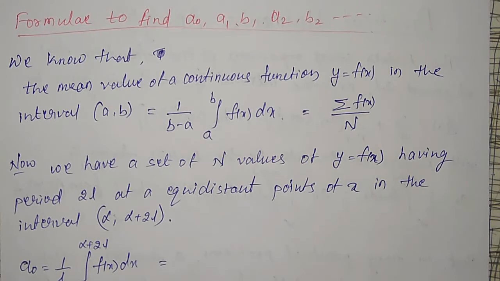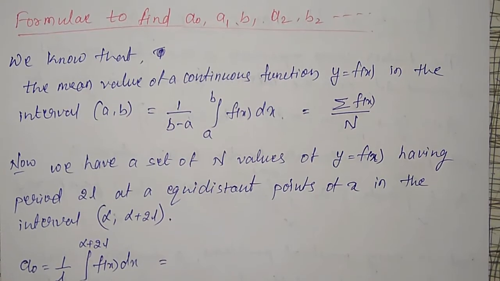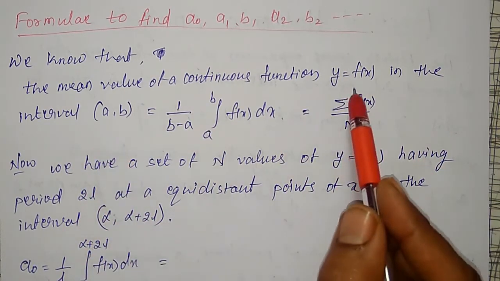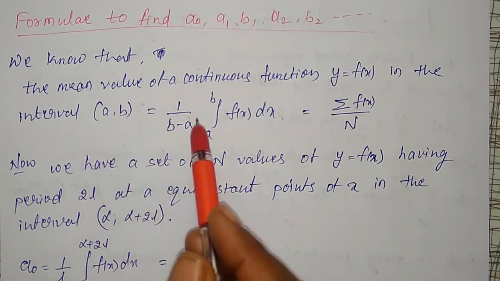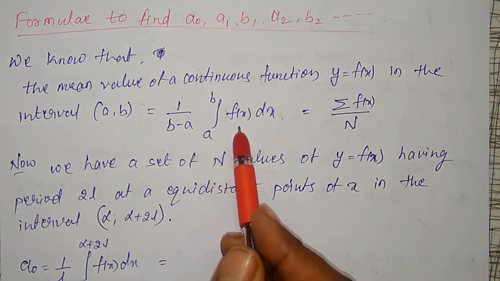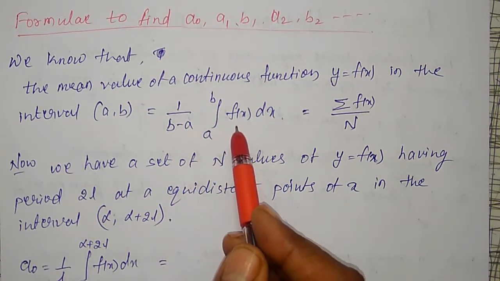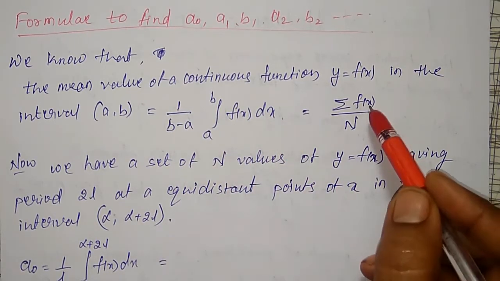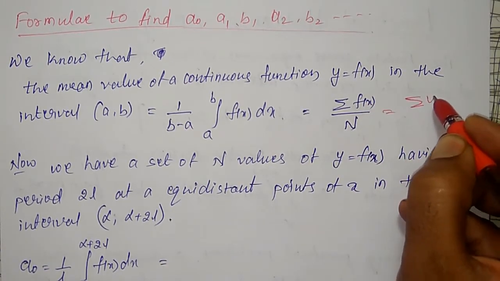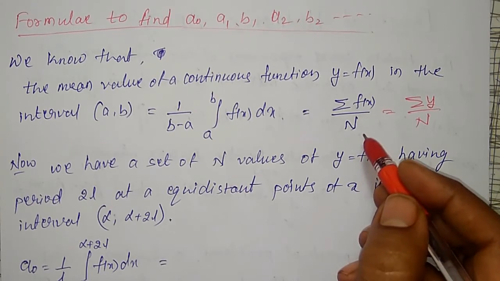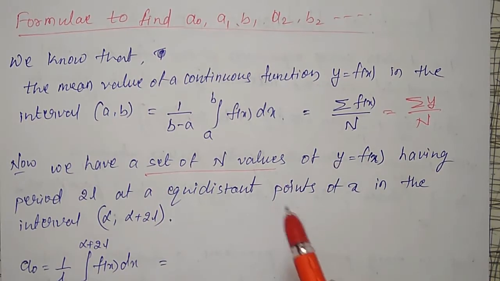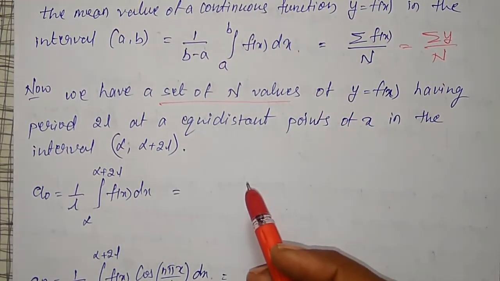We know that the mean value of a continuous function y equal to f of x in the interval a to b, if the values of y are given in the interval a to b, is given by 1 by b minus a times the integral from a to b of f of x dx. This is one of the applications of integration. And that is the sum of the f of x values divided by n, or I can even write summation of y divided by n, where n is the number of values in the set. Using this property, I can define them.